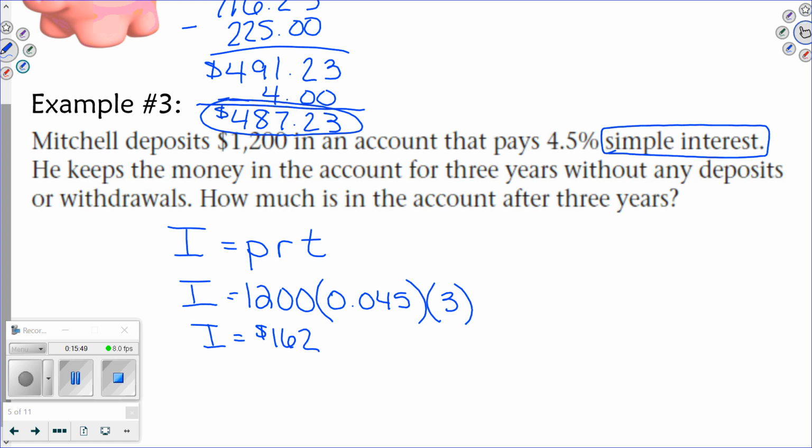Sometimes I ask how much interest did they earn? And sometimes I ask how much is now in the account. So you may have to do an extra step, because he's earned 162 in interest. However, the question wants to know how much is in his account now. Well, he started with 1,200.